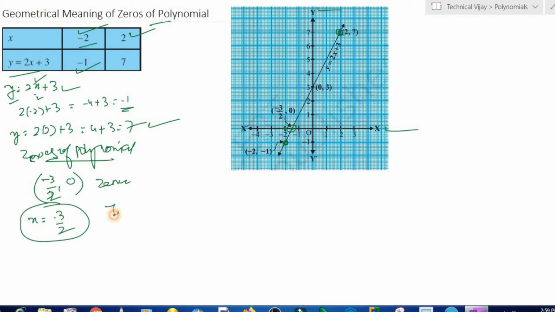So we will verify this one. y is equal to 2 into minus 3 by 2 plus 3. See, this 2 cancels, minus 3 plus 3 is equal to 0. So hence it is verified. Okay, this is the geometrical meaning of the zeros of a polynomial.